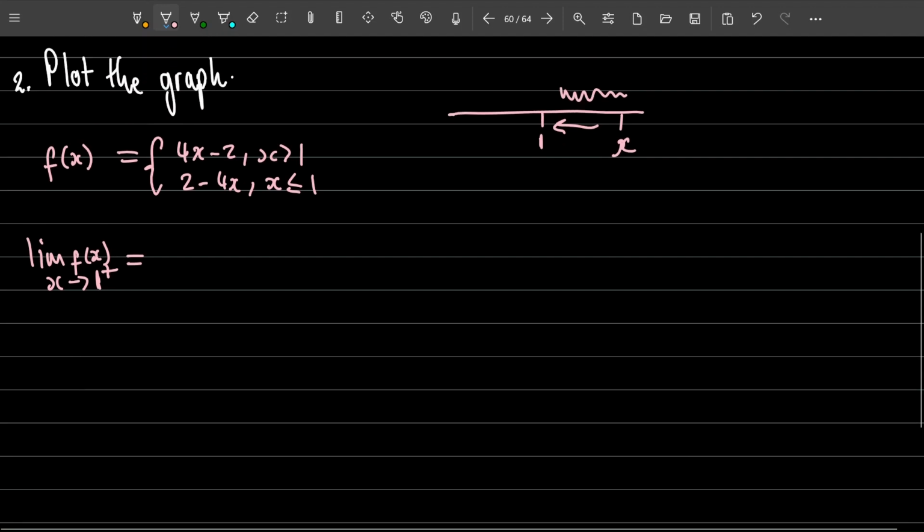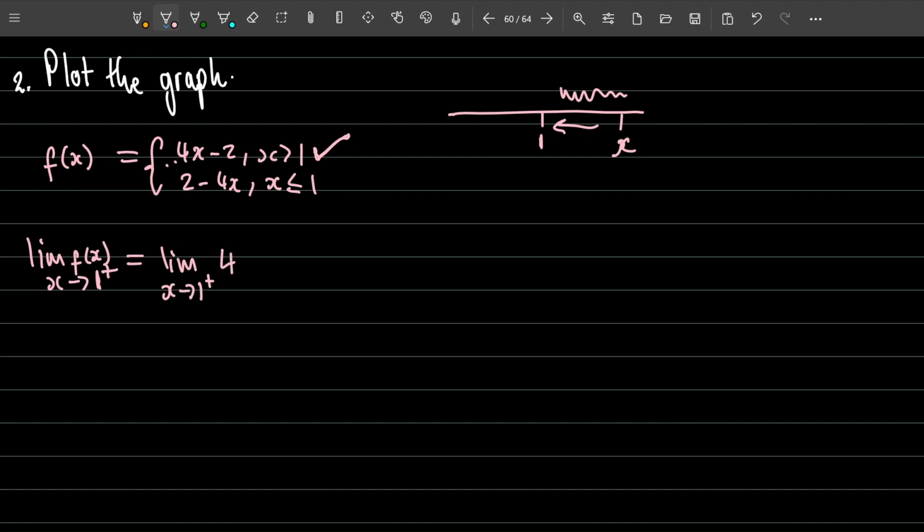So that means which one are we using? We are using this top function because that's all you do. You have to be using this to say if you're coming from the right, then is it greater or smaller? And then you choose which function to use. So I'm using 4x minus 2. So this limit is equal to the limit as x approaches 1 from the right of 4x minus 2. So my f of x, I've replaced it with 4x minus 2.